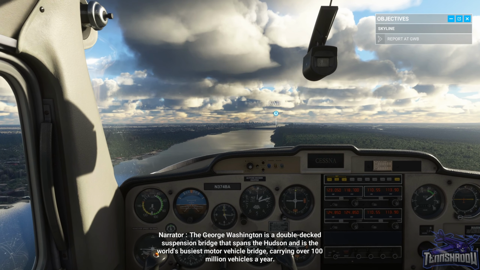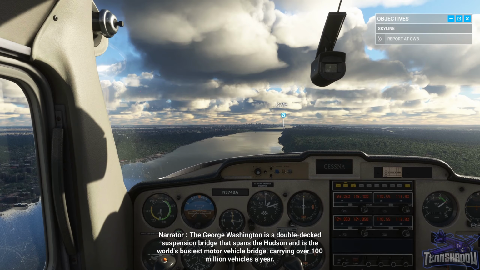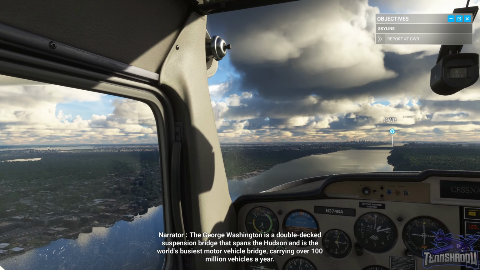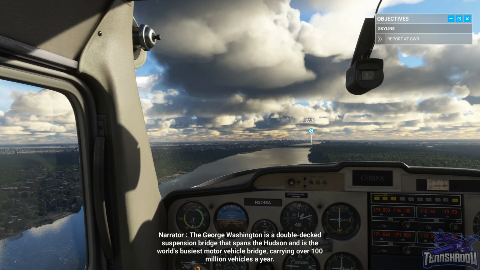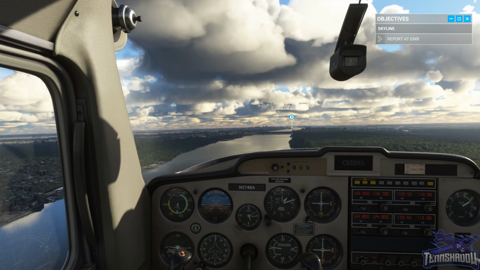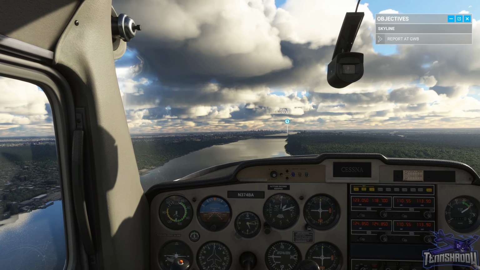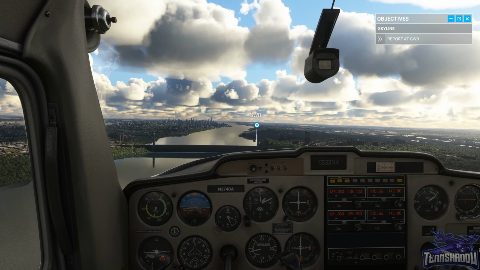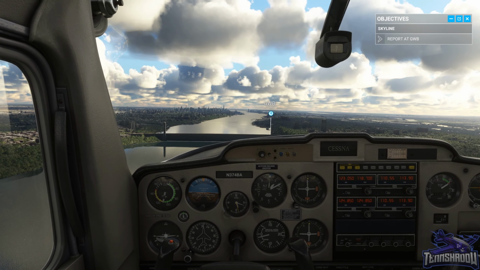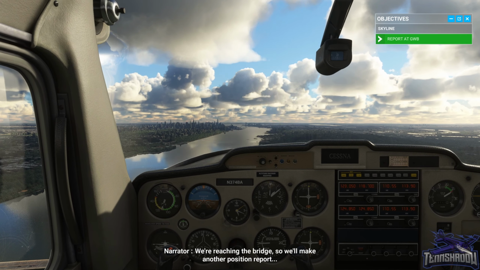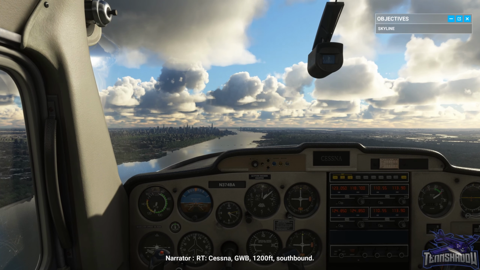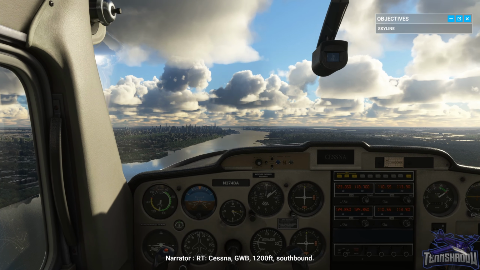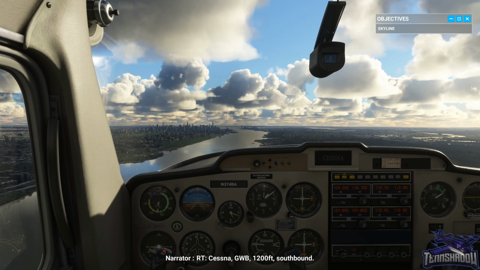The George Washington is a double-deck suspension bridge that spans the Hudson and is the world's busiest motor vehicle bridge, carrying over 100 million vehicles a year. It's more like a dam than a bridge. We're reaching the bridge, so we'll make another position report. Cessna GWB, 1200 feet southbound.